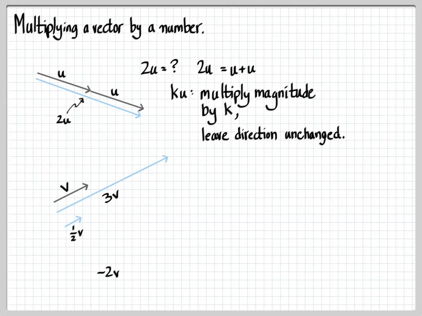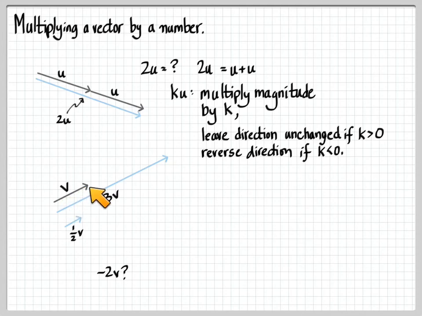But wait a second. What about minus 2v? Can I multiply a vector by a negative number? And the way we define this is I have to go back and change what I wrote up here. We can multiply a vector by a negative number. What we do is we say, if I'm going to multiply by a positive number, I leave the direction unchanged. But if I multiply by a negative number, I reverse the direction. So it points the opposite direction. So minus 2v would be a vector twice as long as v, but pointing in the opposite direction. So minus 2v would look like that. There it is. It's twice as long as v, pointing in the opposite direction.